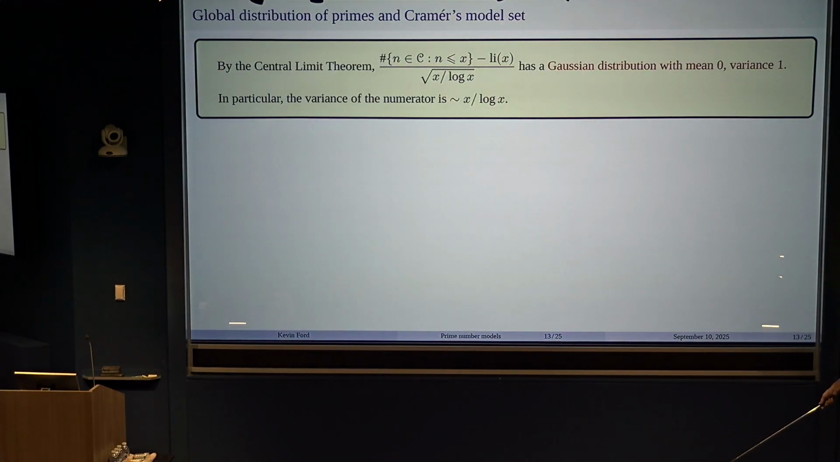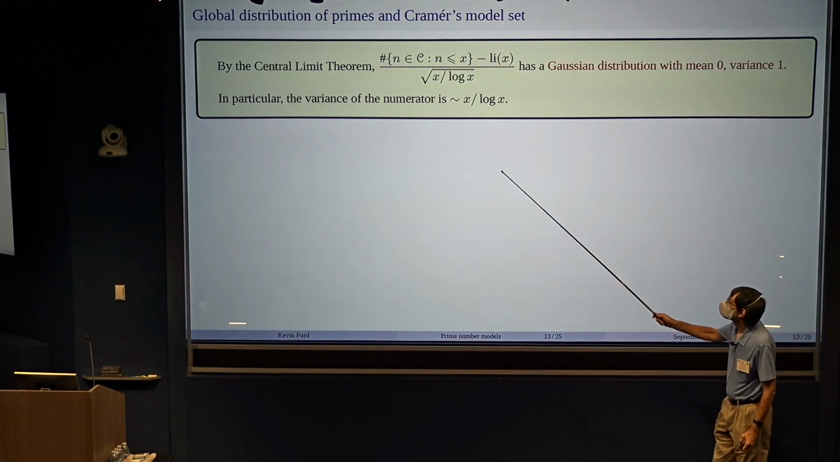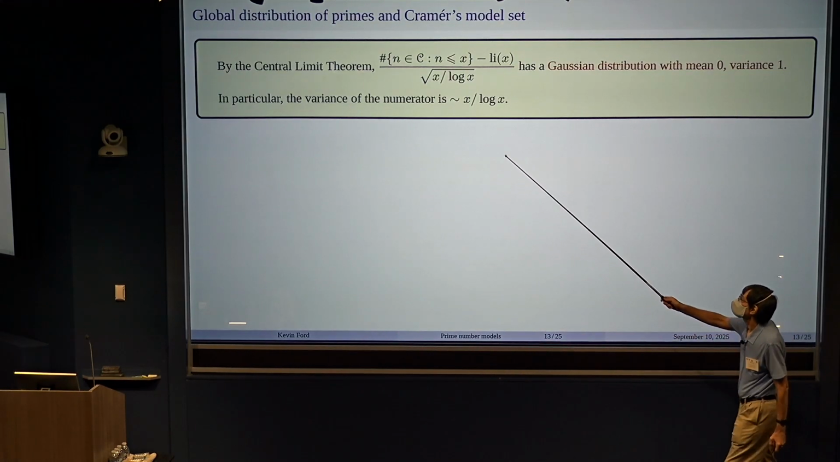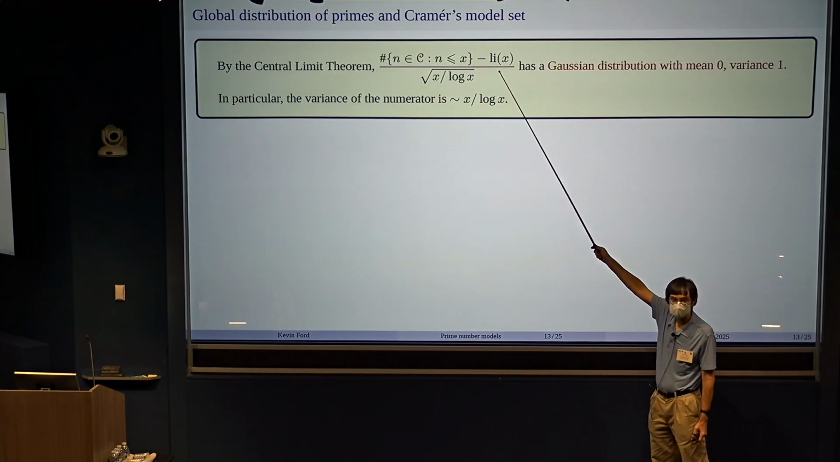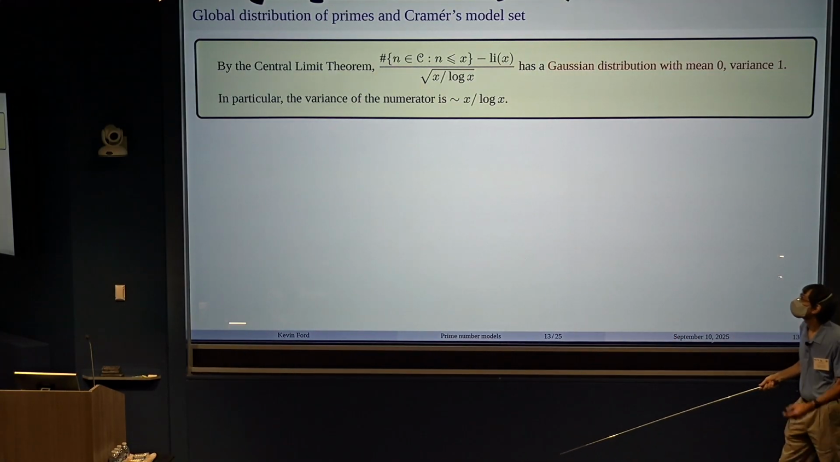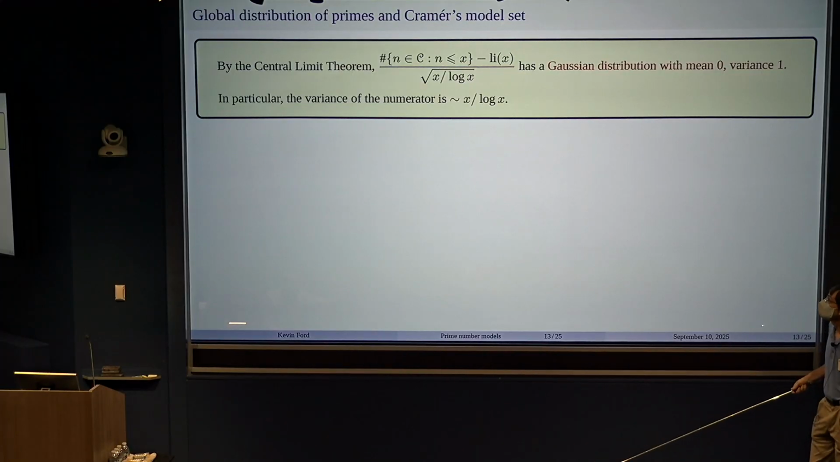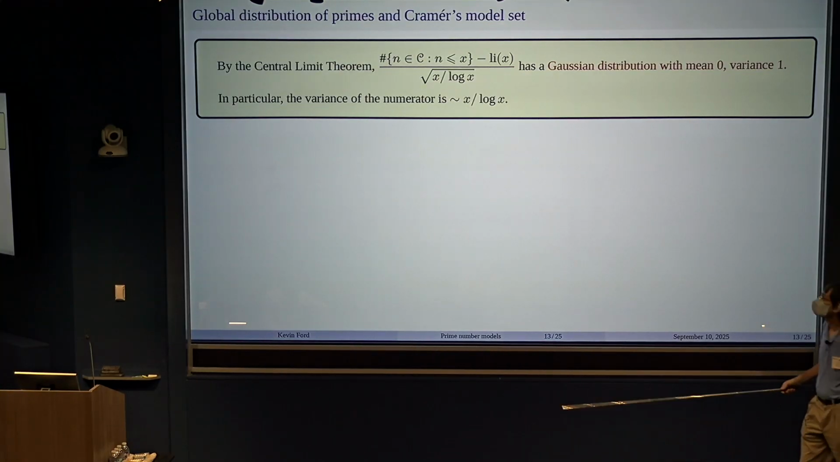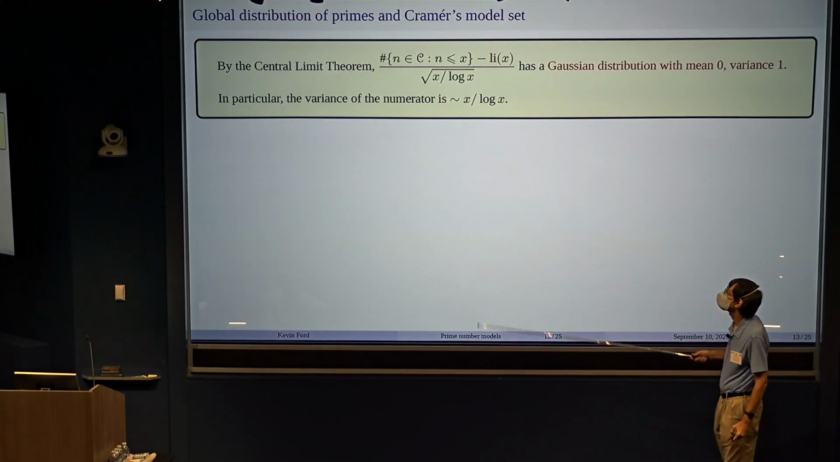All right, so let's examine carefully some of these properties, and now I want to compare with what we expect or what we can prove about primes. So in terms of global distribution, if you count the number of elements in the Cramer set minus the logarithmic integral, divided by the square root of x over log x, this, by the central limit theorem, is a Gaussian with mean 0, variance 1. In particular, the numerator has variance x over log x.